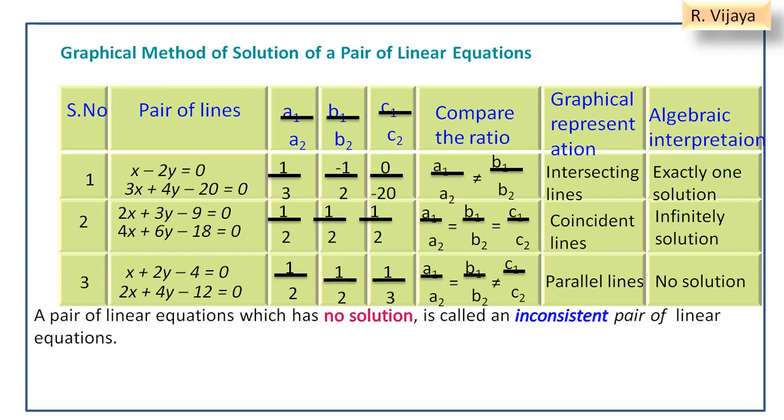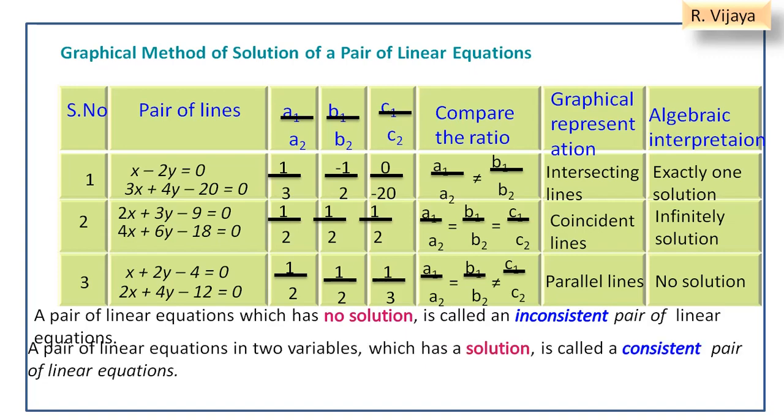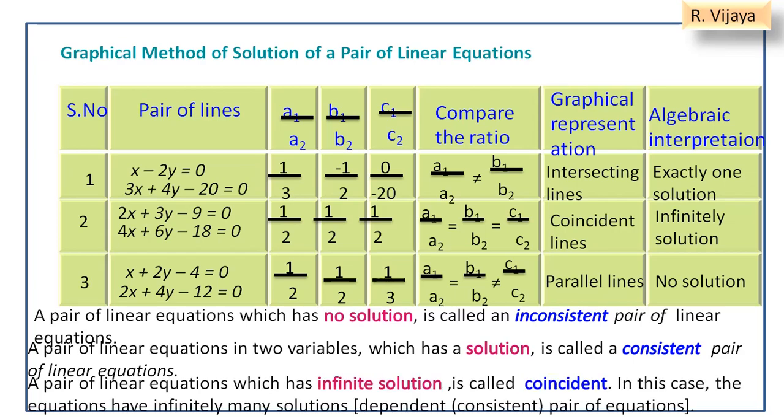A pair of linear equations which has no solution is called an inconsistent pair of linear equations. A pair of linear equations in two variables which has a solution is called a consistent pair of linear equations. A pair of linear equations which has infinite solutions is called coincident. In this case, the equations have infinitely many solutions.